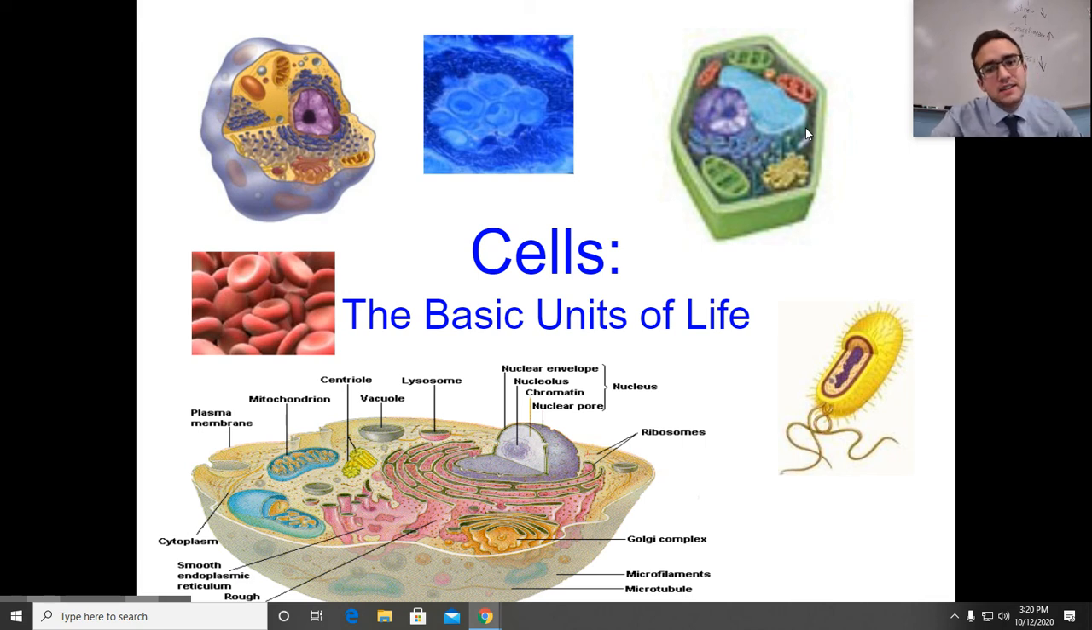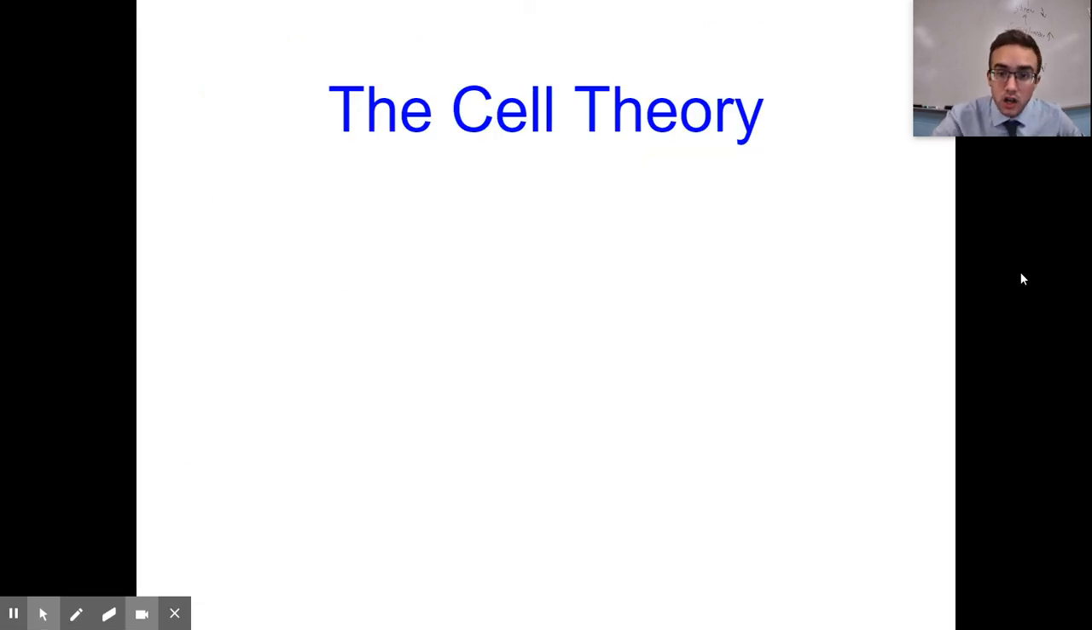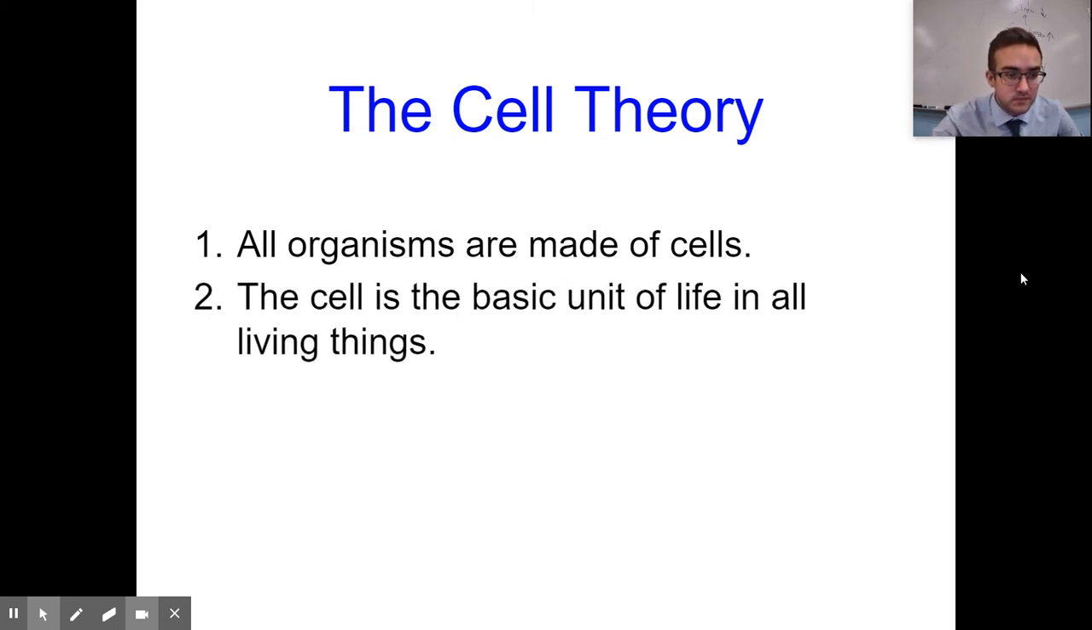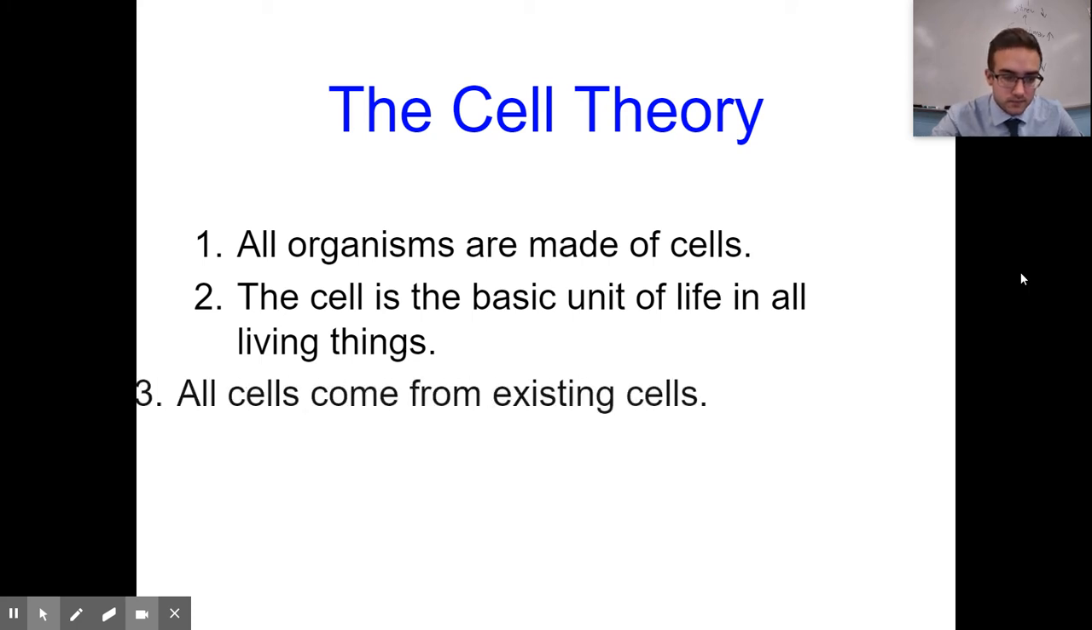Scientists love their theories, so we have a cell theory that goes along with cells. It has three parts. The first part is that all organisms are made of cells. If it's considered alive, there is at least one cell in there. Two, the cell is the basic unit of life in all living things, so we can't get any smaller than the cell and consider it to be alive. In any living thing, the smallest form of life is the cell.